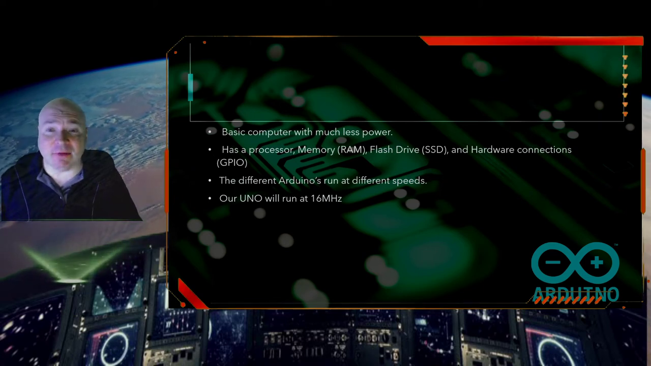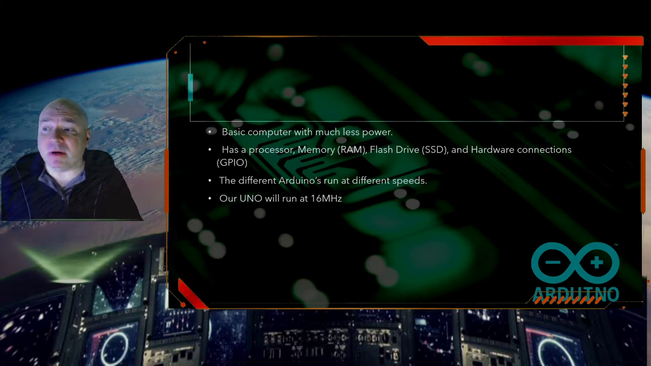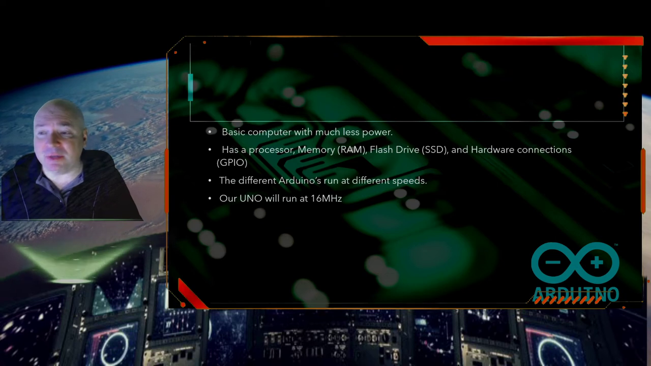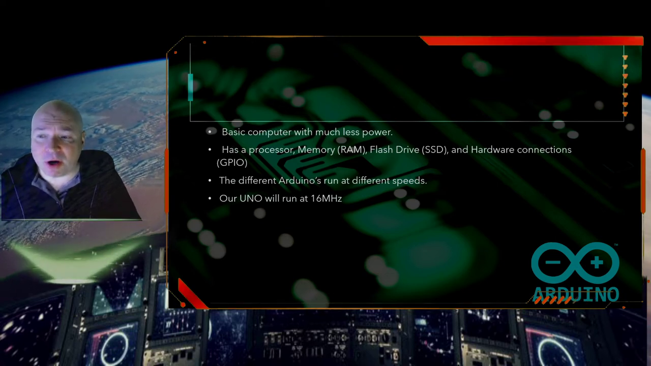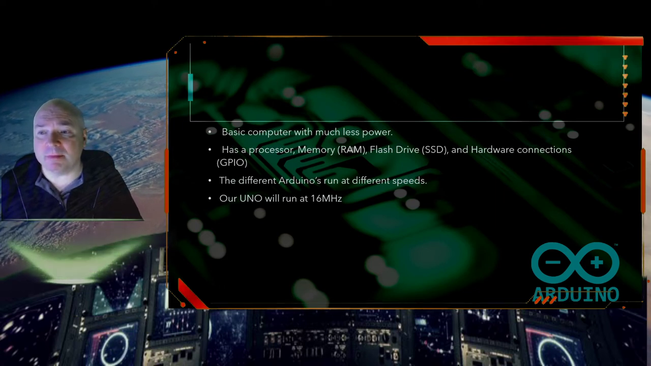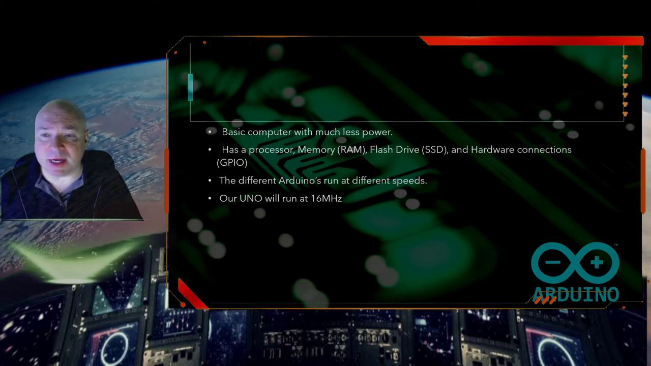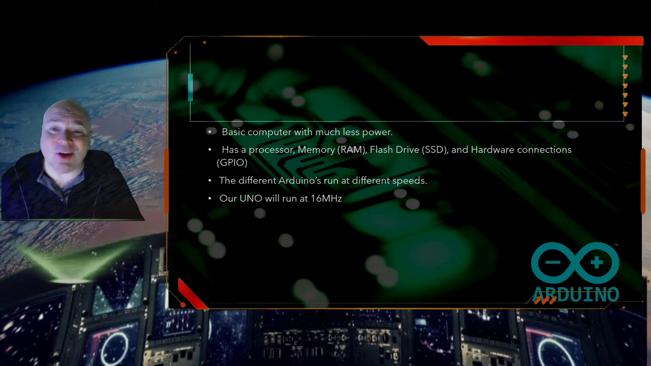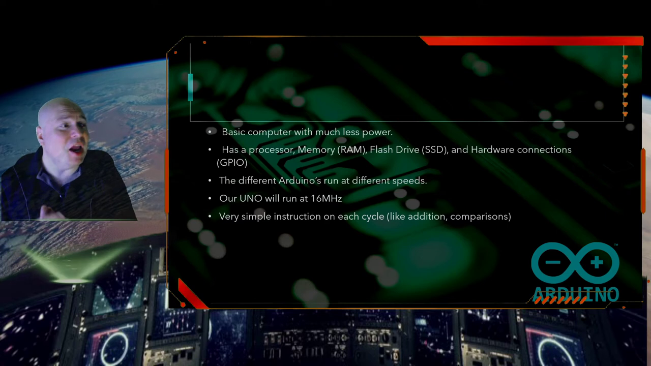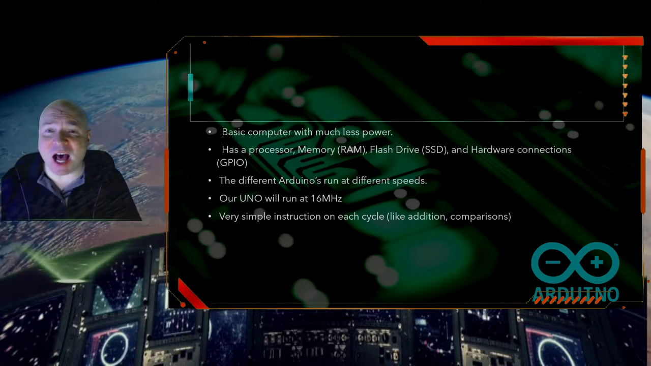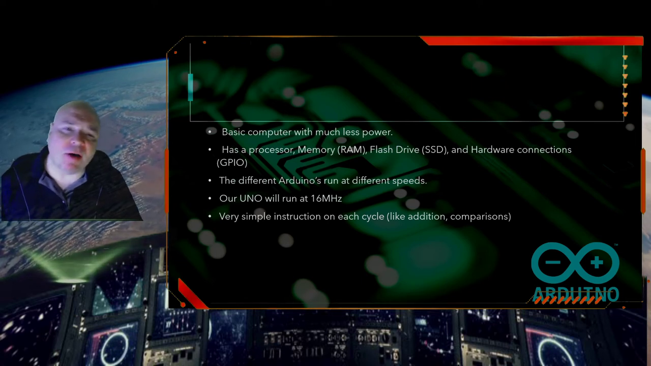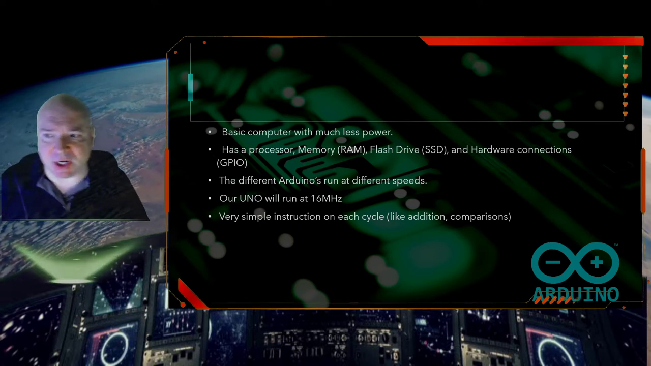Now that might sound like a huge, huge number, but there are bigger chips that work with these Arduinos that will do several hundred megahertz, that means several hundred million cycles per second. And your computer? Well, your computer runs even faster, about 100 times faster than 16 megahertz. And that's why we often talk about computers in gigahertz.